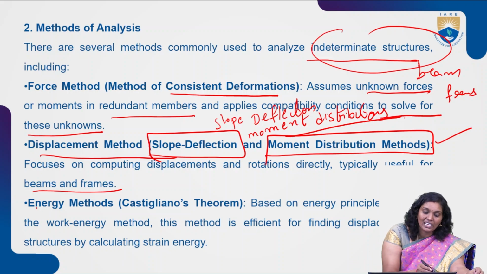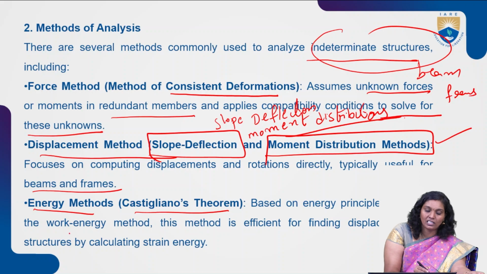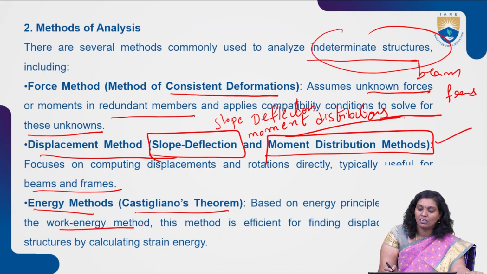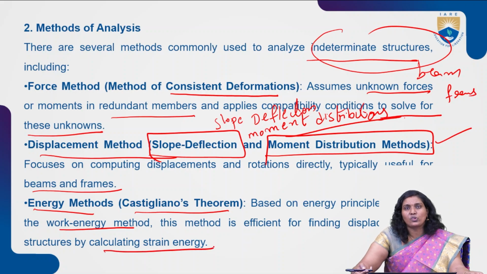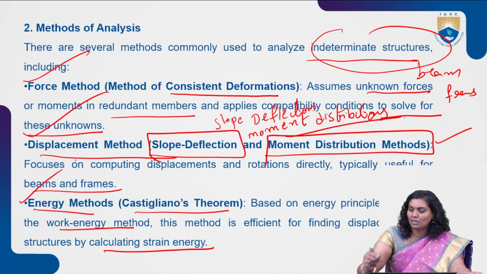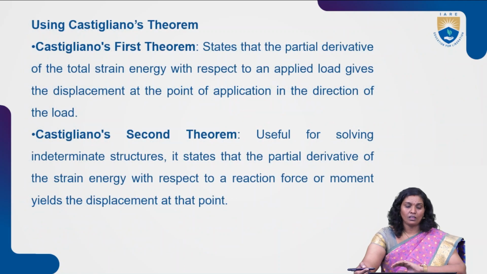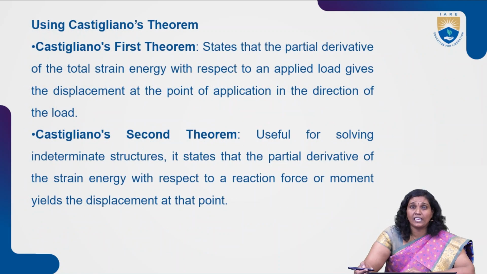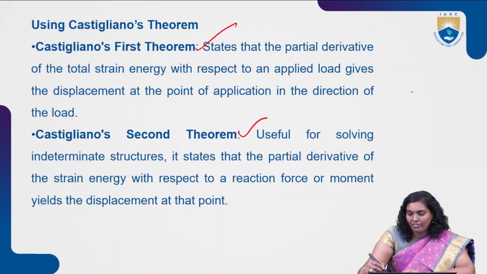Now coming to these energy methods, Castigliano's theorem. Based on the energy principles such as the work energy method, this method is efficient for finding the displacements in structures by calculating the strain energy. So force method, displacement method, and energy methods are the methods for analyzing the structures. Using Castigliano's theorem, the Castigliano's first theorem and second theorem are two different theorems in energy methods.